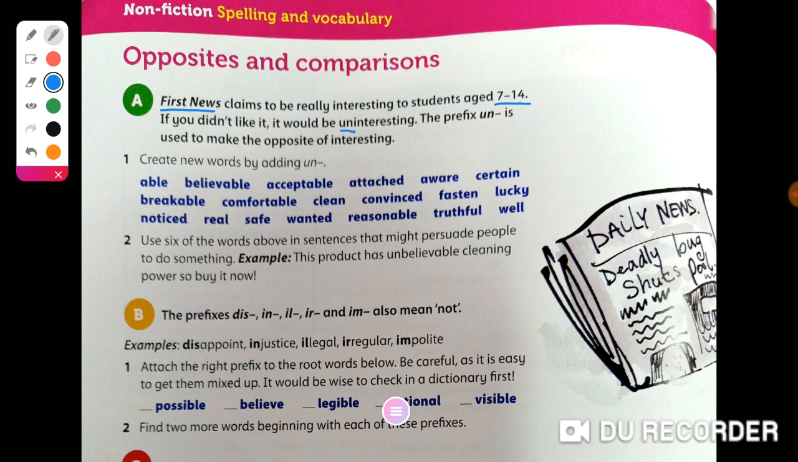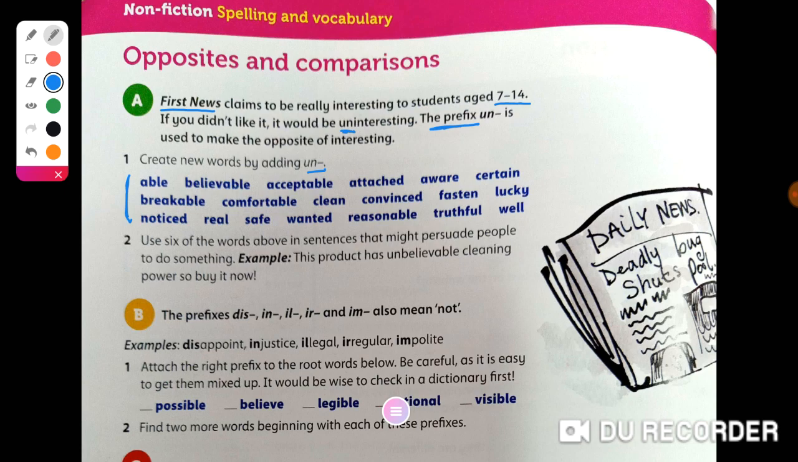The prefix, that's the name of this un, or the group of letters that we add before the word, are called prefix. Un is used to make the opposite of interesting. Pretty easy. Now we'll read these words and we'll create new words by adding un to the adjectives that we already have to create their opposites. And we'll write some sentences using the words after adding un or the prefix un.